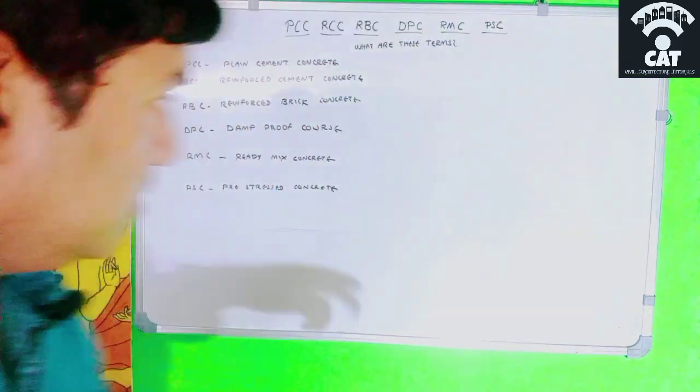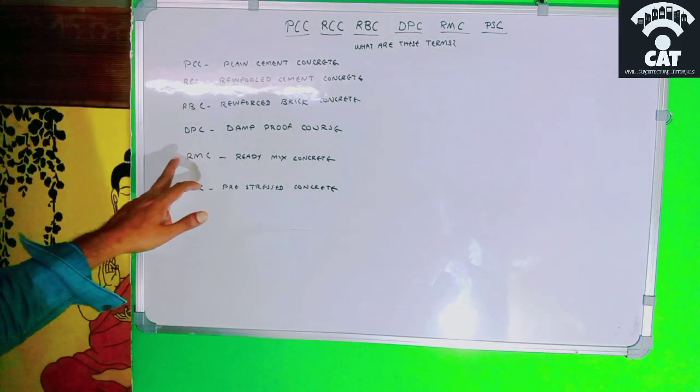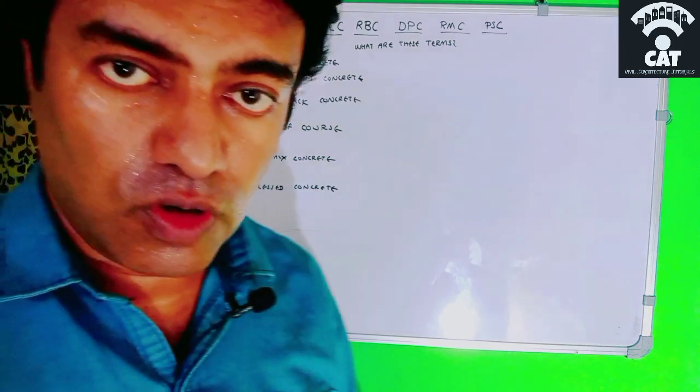It is called DPC. So now the fifth one is RMC, ready mix concrete. I think you are all familiar with this. Some years before, the way to do the concreting of a roof or anything was to hand mix it at site, or mix it by machine at site. In both cases the mix ratio will not be proper, and the quality is not so good.